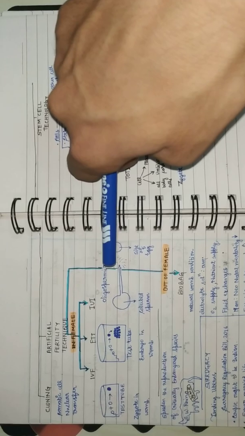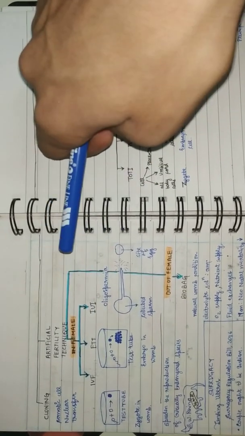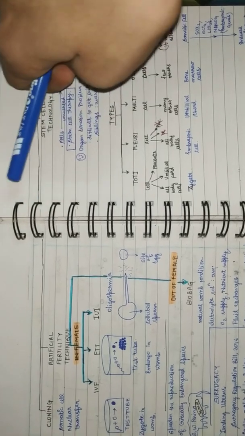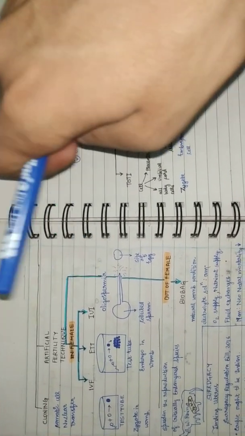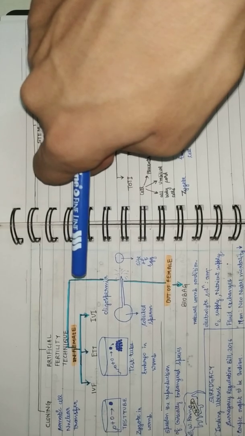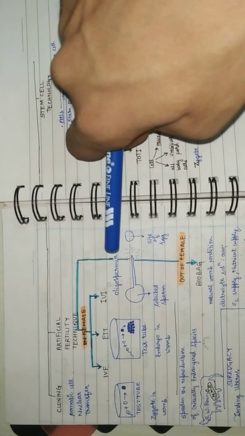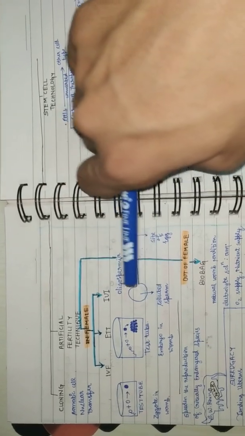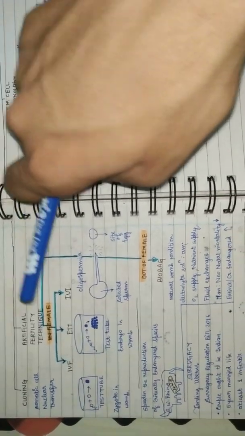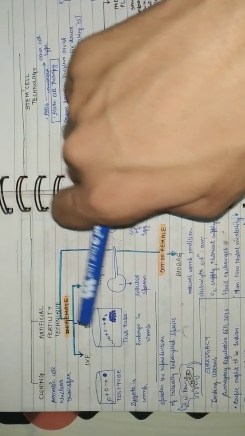So we make cell banks, for example sperm banks or egg banks. These sperms and eggs are preserved in liquid nitrogen, so cells are preserved for up to 100 years. So these were some of the reasons. We'll discuss some more reasons later. So let's start with the fertility techniques.